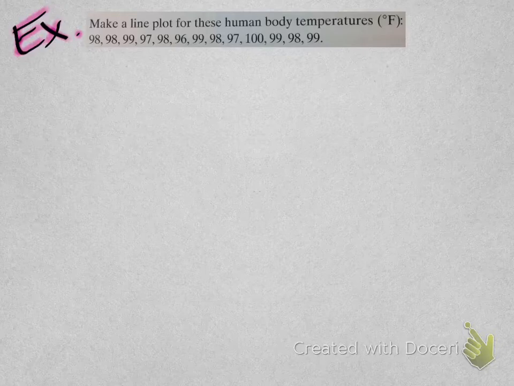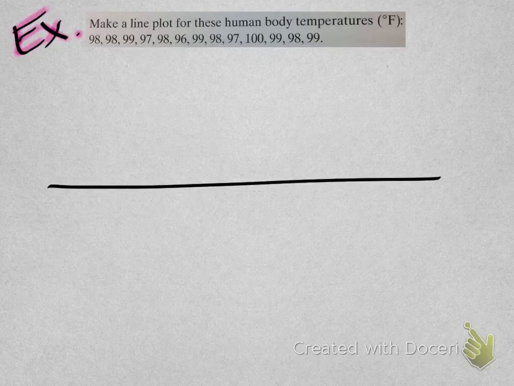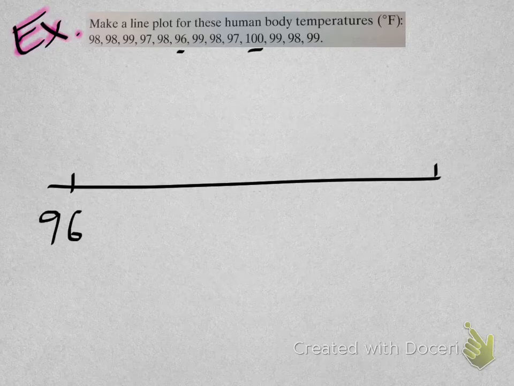Here we have make a line plot for these human body temperatures, degrees Fahrenheit, 98, 99, and so forth. So what you're going to do is make a line. Here's my line. What's my smallest value? Well, 96 is my smallest value, so I'm going to start with 96. My biggest value is 100, so end with 100.